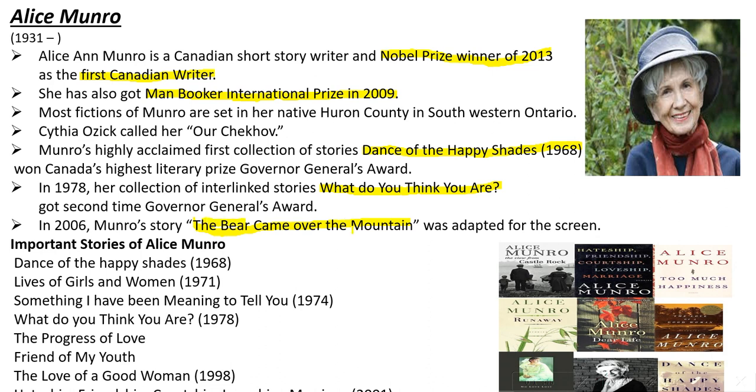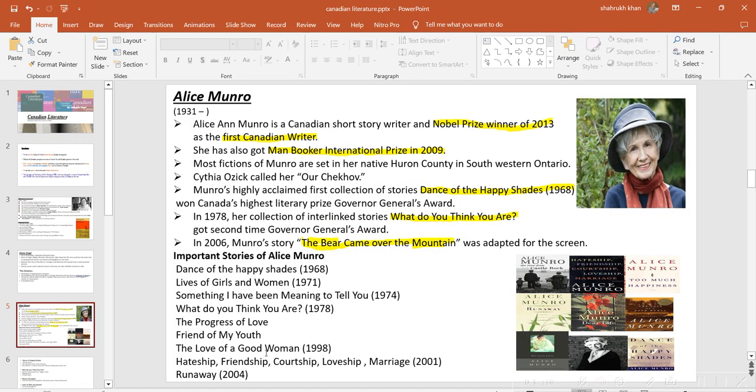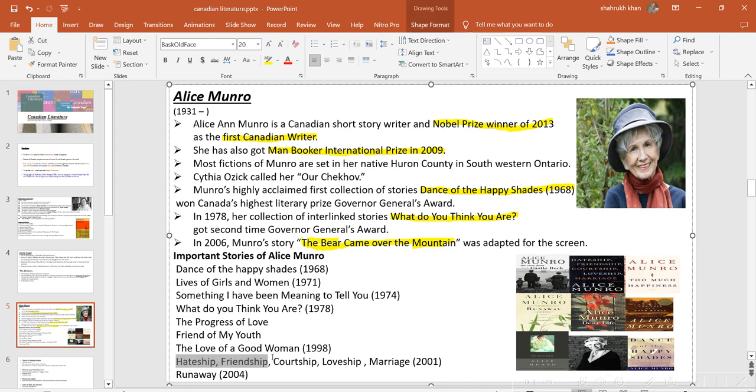Now I will talk about some important stories of Alice Munro. The Dance of the Happy Shades, Lives of Girls and Women, Something I Have Been Meaning to Tell You, Who Do You Think You Are?, The Progress of Love, Friend of My Youth, The Love of a Good Woman, Hateship, Friendship, Courtship, Loveship, Marriage. This one has been asked in our exam, so do remember this one. Runaway, which was published in 2004.